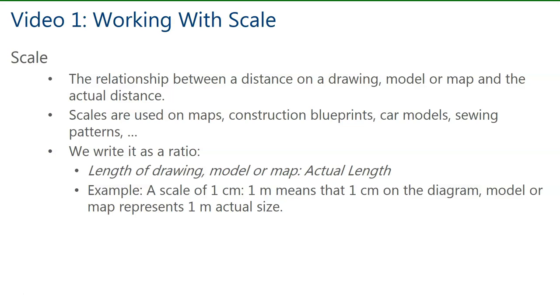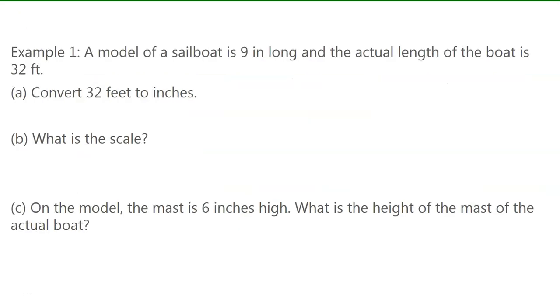So, for example, a scale of 1 centimeter to 1 meter means that 1 centimeter on the diagram, model, or map represents 1 meter of the actual size. Now, for example 1, it says a model of a sailboat is 9 inches long, and the actual length of the boat is 32 feet. Part A wants us to convert 32 feet to inches.